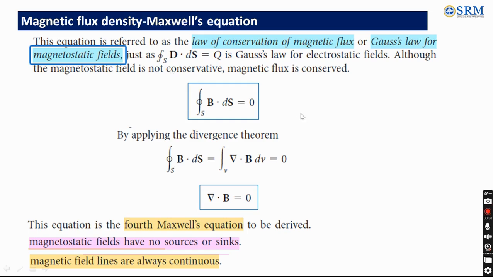That we saw in the previous session, right? Del cross H is equal to J we have found. And if I apply the divergence theorem to the above expression, it relates the closed surface integral of a vector to the volume integral of the divergence of the same vector. So if we compare, the divergence of the magnetic flux density is going to be zero. This is my fourth Maxwell equation. We know that the magnetostatic field has no sources or sinks, and its field lines are always continuous.